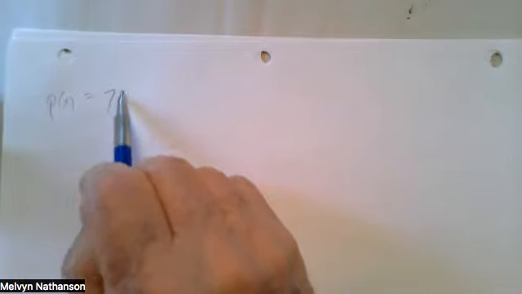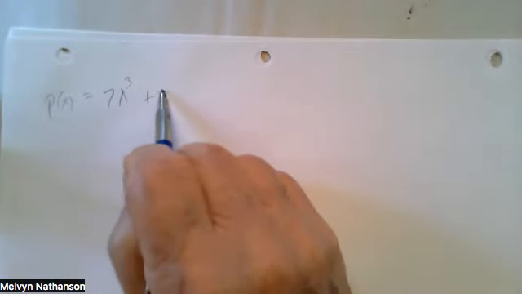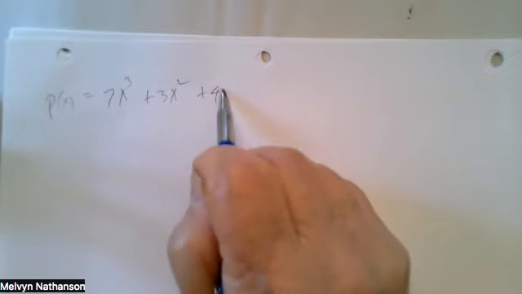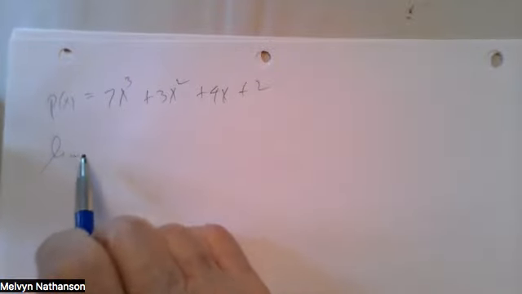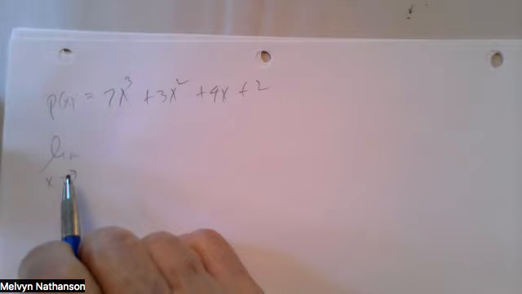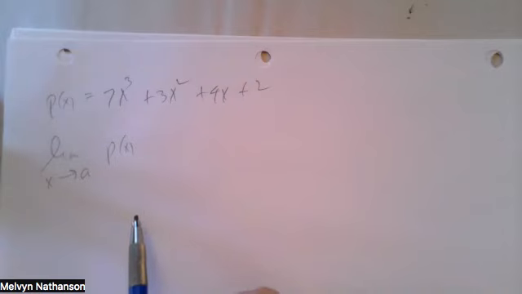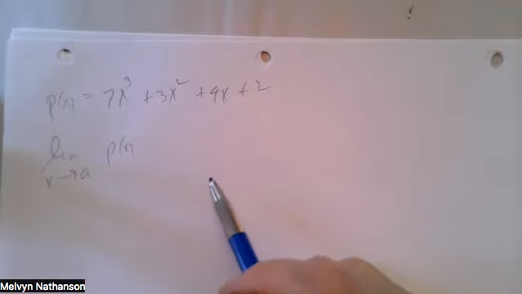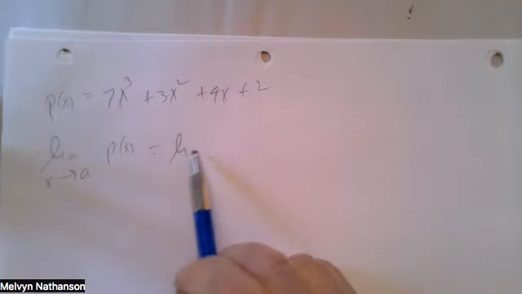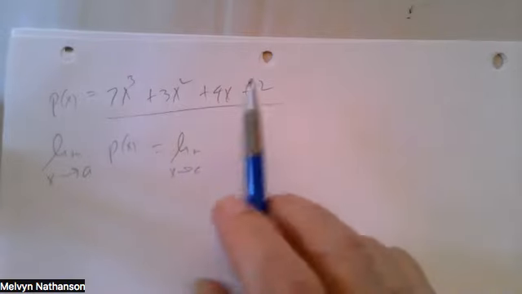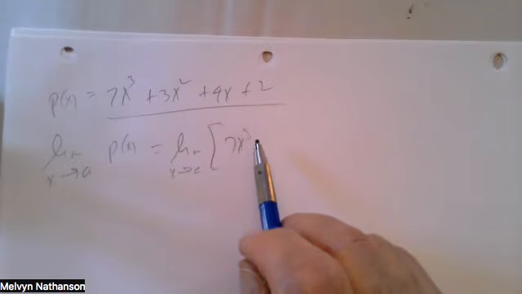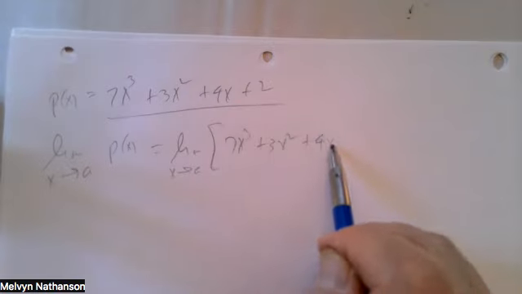So suppose we have a polynomial, let's say a cubic, degree 3, 7x cubed plus 3x squared plus 4x plus 2. And we want to find the limit as x approaches some number a of p of x. So let me just write this down in detail so you get an idea of what this means. So this is the limit as x approaches a, and this is my polynomial, 7x cubed plus 3x squared plus 4x plus 2.